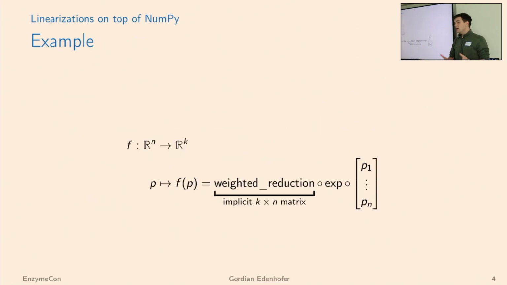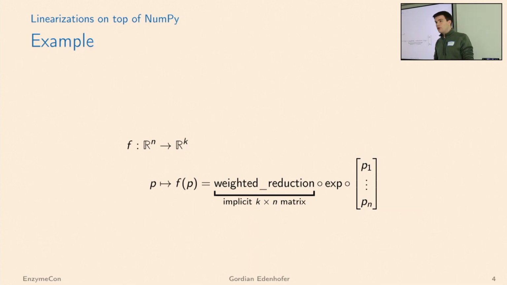I would like to derive how we build our AD toolkit from a simple example. I would like to think about our function f, which we usually call model, in terms of an exponential function and a weighted reduction. The weighted reduction here is just an implicit, very large matrix that somehow weights our various inputs and then yields an output.